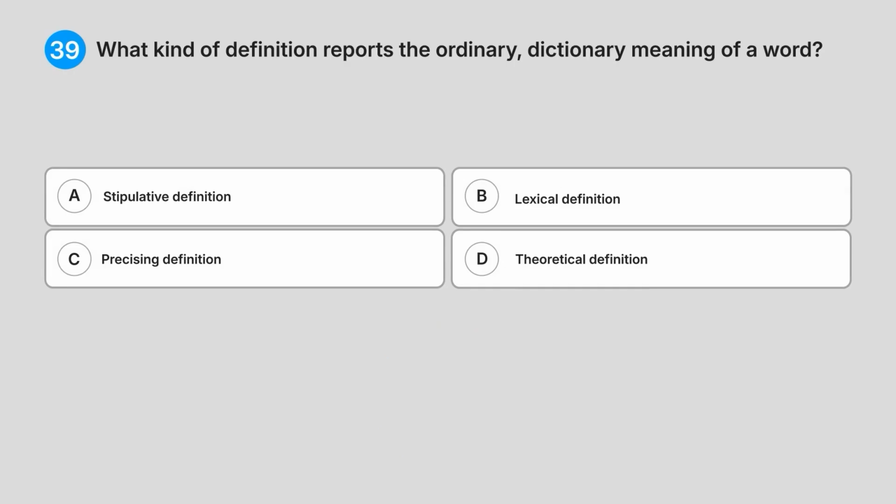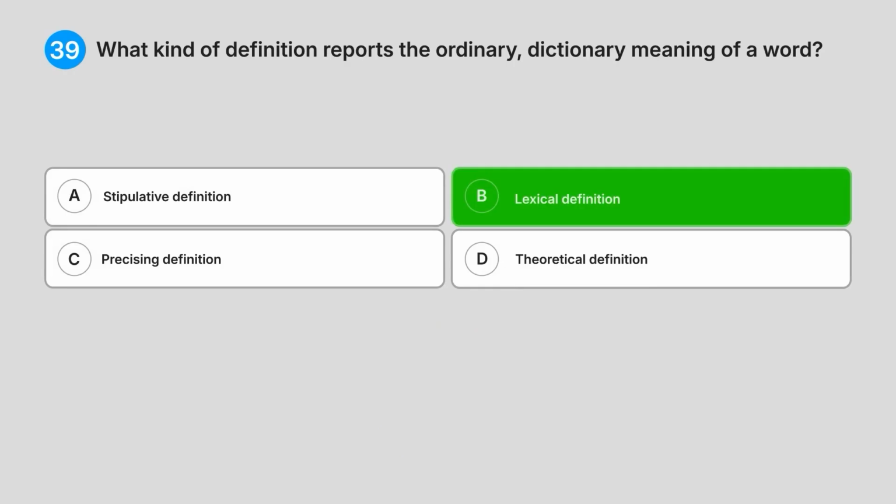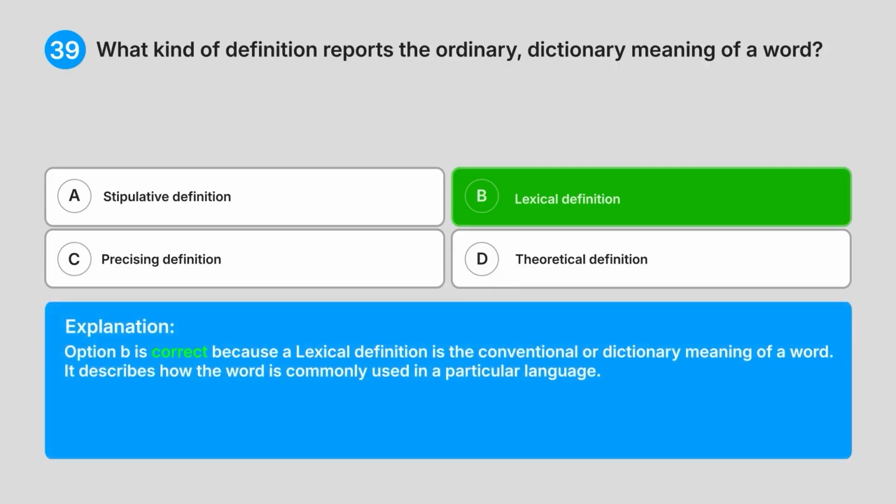Correct answer. B. Lexical definition. Explanation. Option B is correct because a lexical definition is the conventional or dictionary meaning of a word. It describes how the word is commonly used in a particular language.